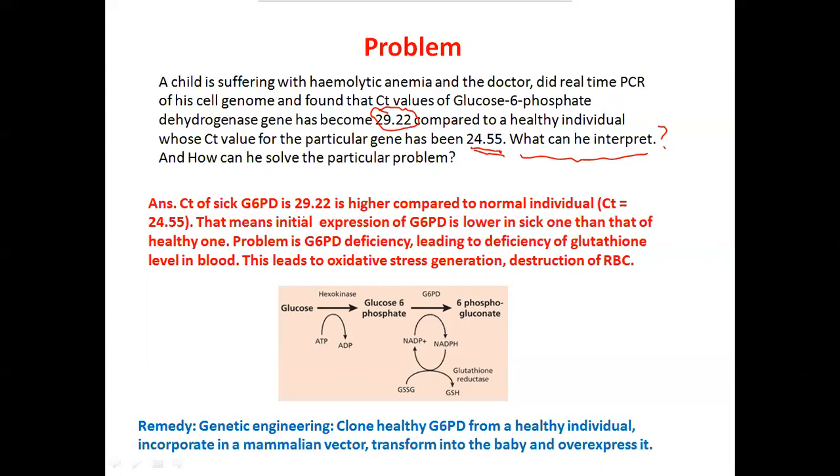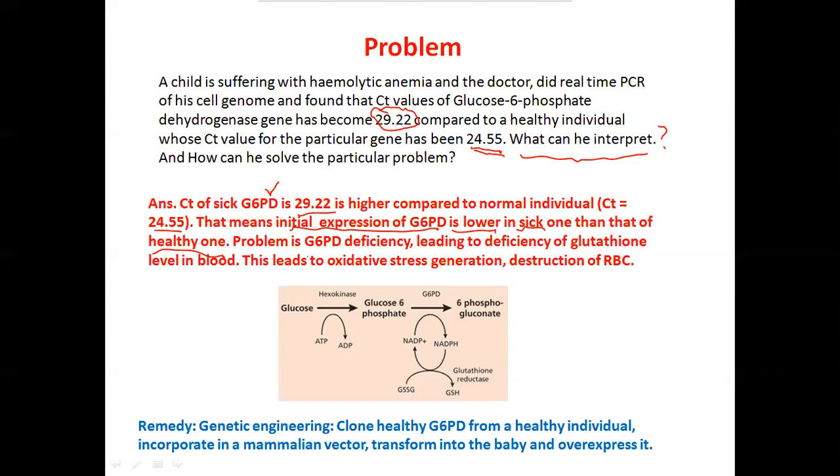Now you can answer. See, the first thing: the anemic child's CT is higher than the normal child's CT. That means what? Glucose 6-phosphate dehydrogenase expression in the diseased child is lesser than in the healthy one. CT is higher means the gene is expressed low. That means the glucose 6-phosphate dehydrogenase gene has been expressed low in the sick individual.